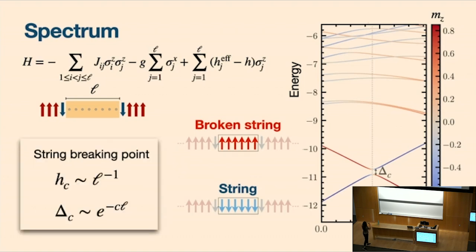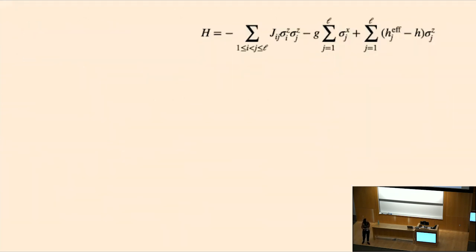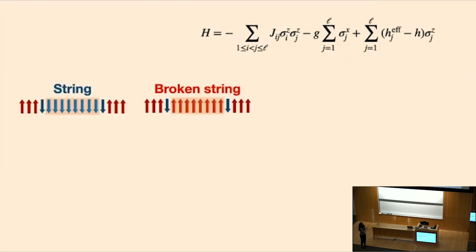Now, it's quite easy to convince oneself that this HC goes as 1 over L. This is basically from what I showed earlier, this calculation of the energy of the string. And this gap is exponentially small in L. So the idea is that essentially these two levels differ by L spin flips. So the matrix element between these two will be exponentially small in L.